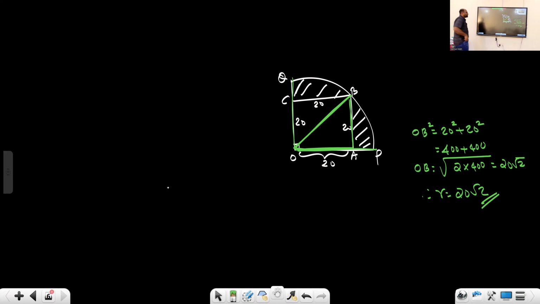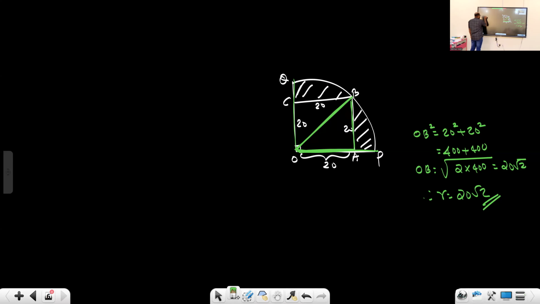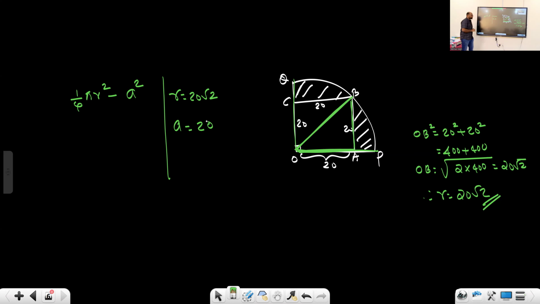What is quadrant area? 1 by 4 pi r square. Restriction is there for pi, don't forget. Square area is a square. Radius we have 20 root 2. Side of the square we have 20. Substitute, pi restriction is there. Be careful about this type of question. One year they asked a case study, not this question, some other question, that I will tell you.